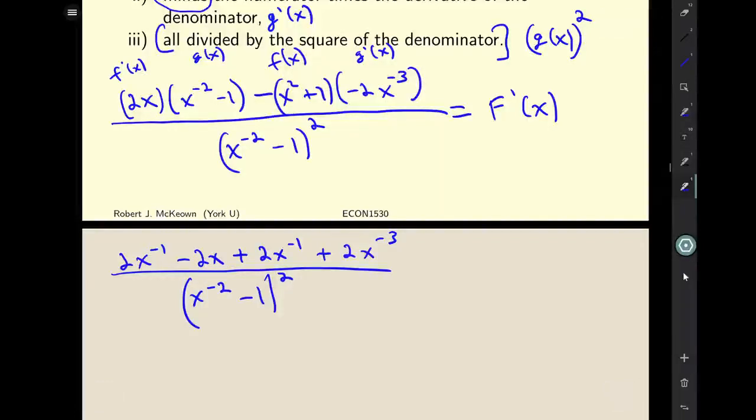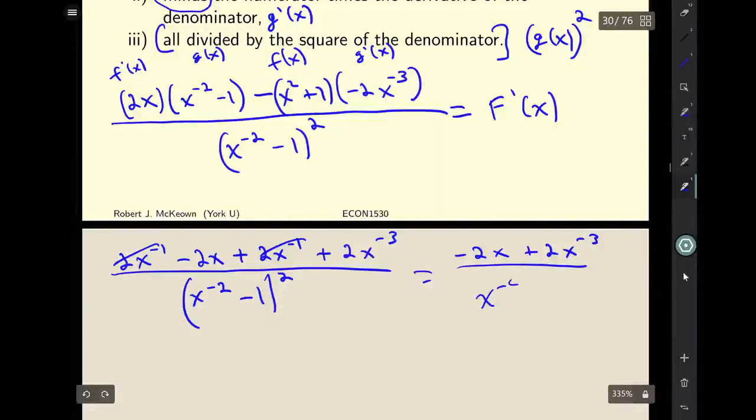And I can see that these two are going to cancel each other out, and I'm going to have negative 2x plus 2x to the negative 3 divided by, well, I'm not going to do that. And so, you know, we could maybe factor something out up in the numerator, but we're not really going to be able to do too much with simplifying this rather ugly expression.